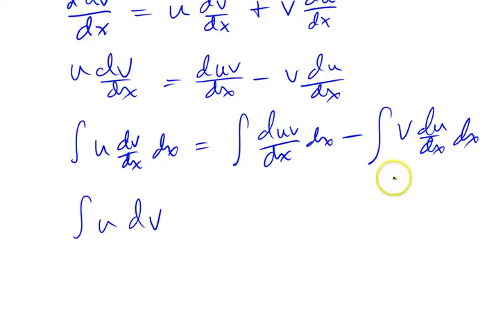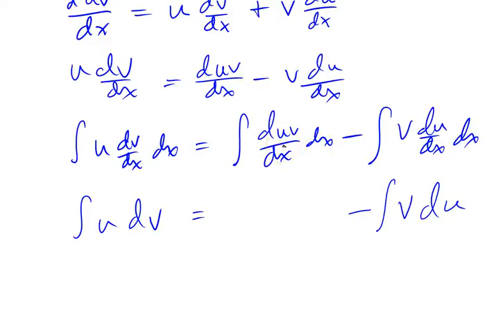Likewise, this last integral here with this du/dx times dx, there's a v here, and that's just now a du. So the integral of u dv equals something minus the integral of v du, and this something is the antiderivative with respect to x of the derivative with respect to x of u times v.